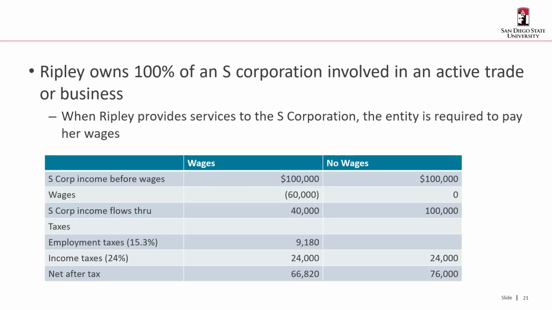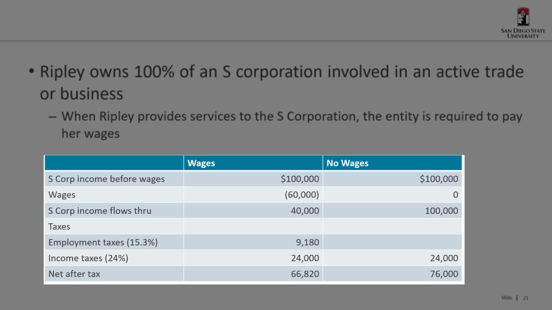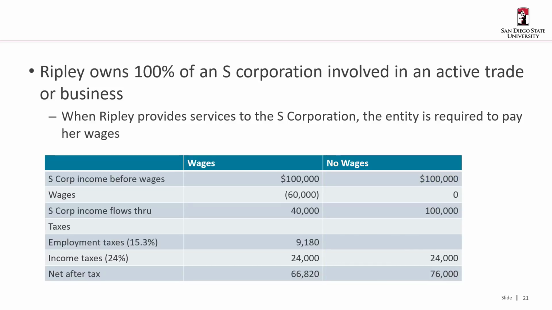33.2%-ish, right? So if, on the other hand, Ripley decides she's not going to pay herself any wages, right, and that may or may not be realistic depending on the service that Ripley is providing to her S corp. But let's assume for a second it's zero, at least hypothetically. Now all the income simply flows through, and so what happens is no employment taxes are assessed against that allocation of income. So instead of having employment taxes and income taxes when there's no wages paid, of course, there's only income taxes. And as a result, Ripley's net after-tax take is higher. It's $76,000 instead of $66,800.